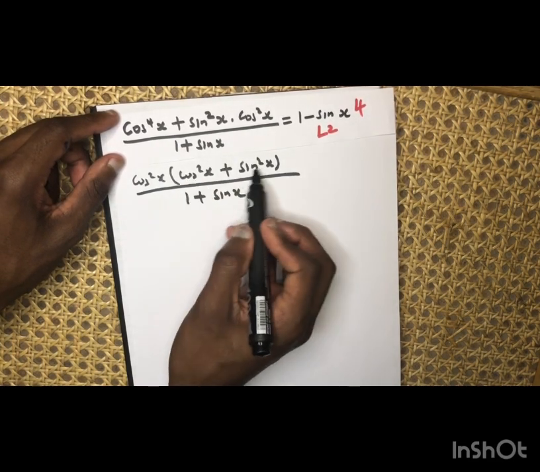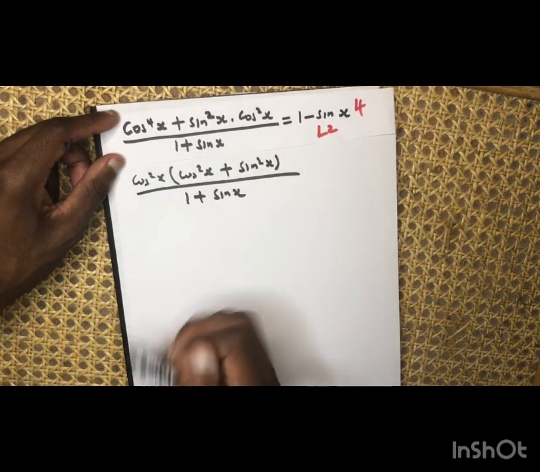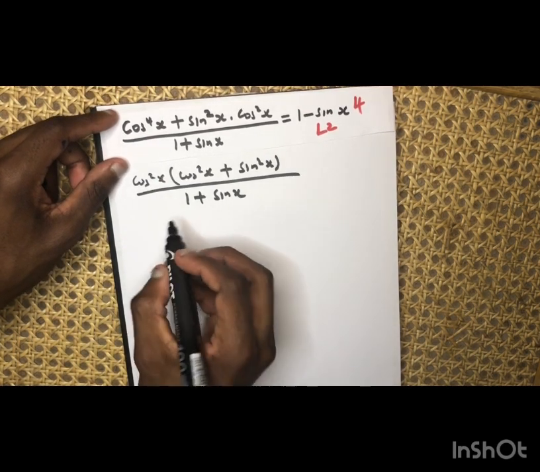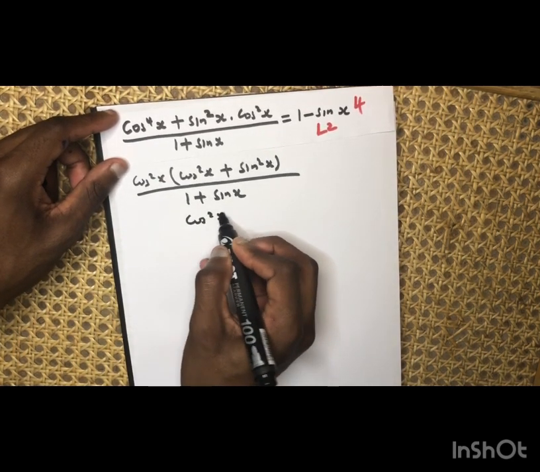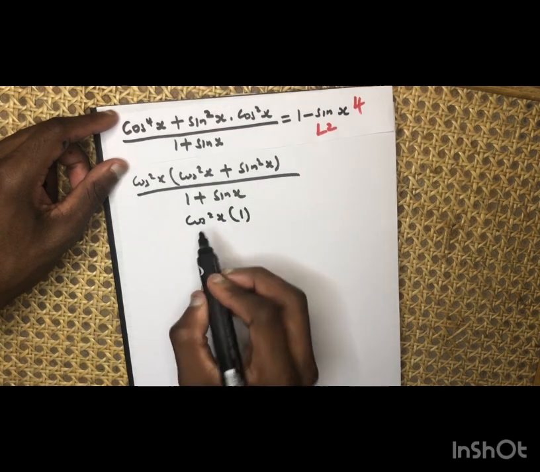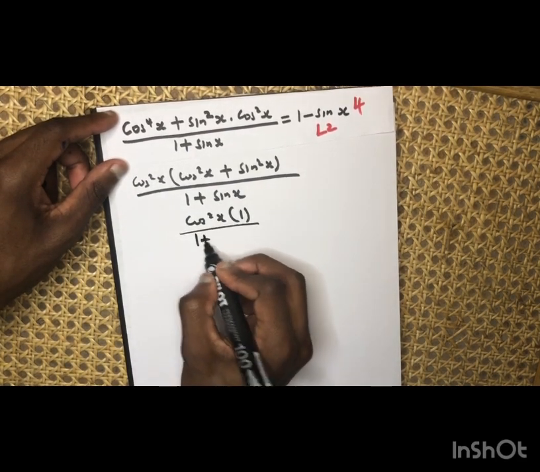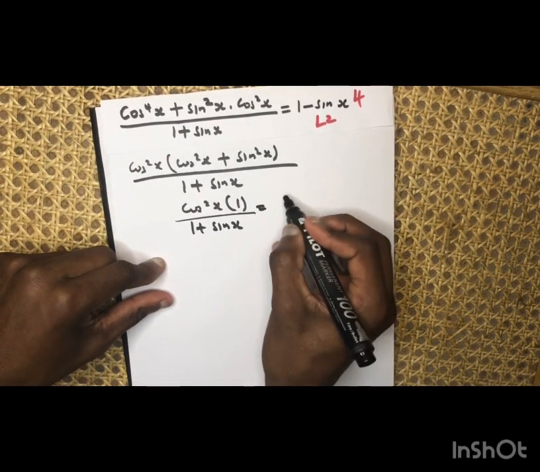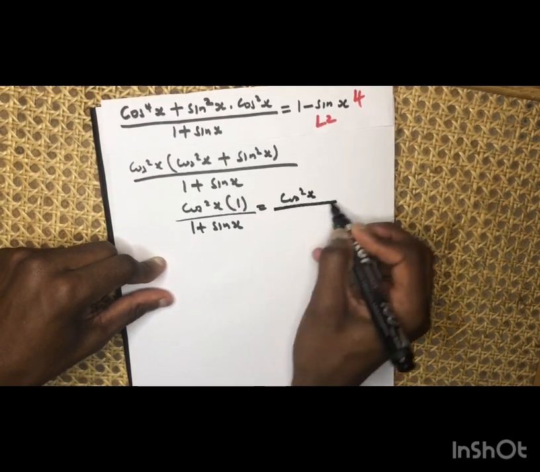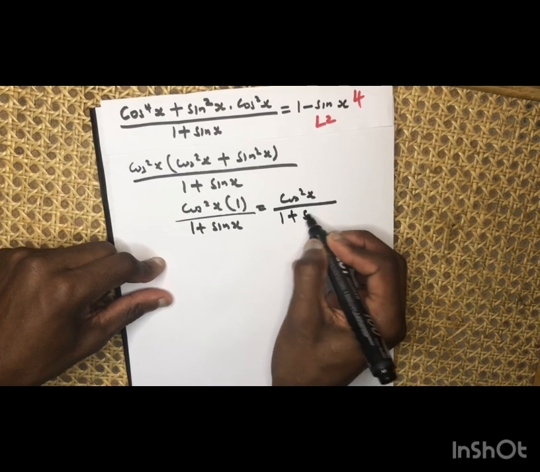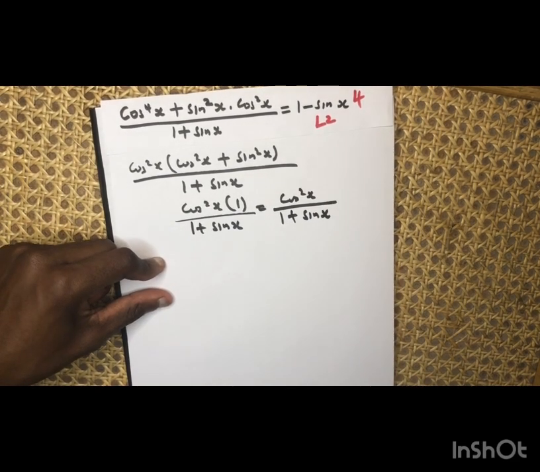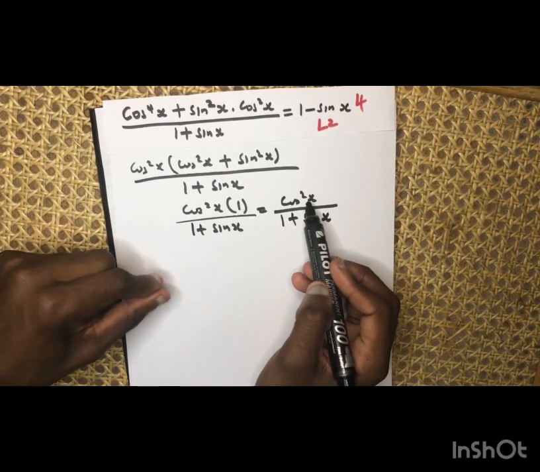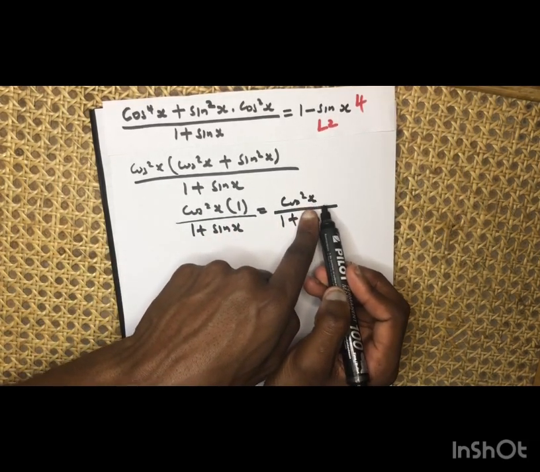We're trying to prove if it is the same as the right hand side. So what do you see inside the bracket? I see the square identity, which is equal to 1. So I'm going to have cos squared x into 1 over 1 plus sine x. Remember, whenever you are dealing with trigonometry, you must think of your algebra. So cos squared x times 1 is cos squared x.